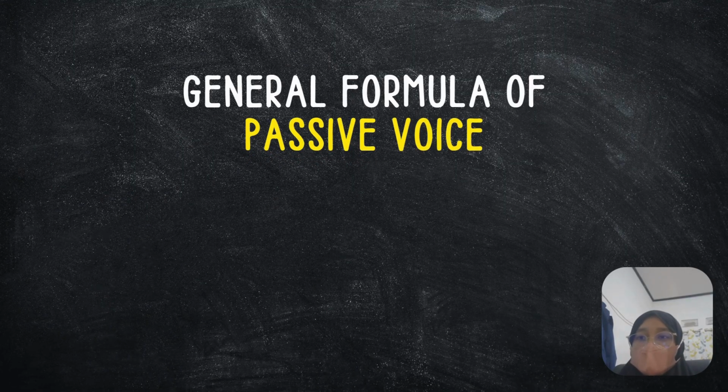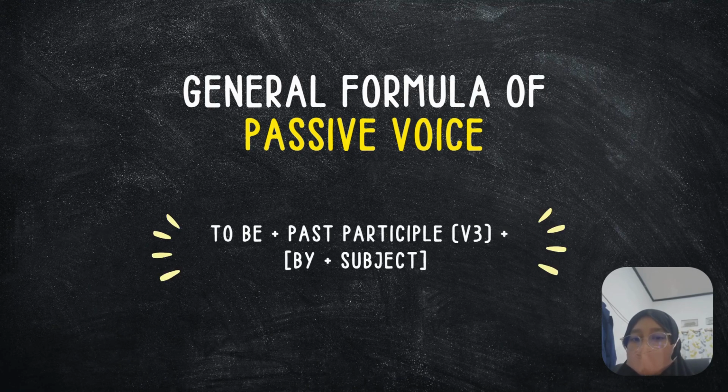So next, let's talk about the formula of passive voice. The general structure of a passive sentence is to be plus past participle, or verb 3, and optionally we can add by plus the subject at the end. So it's optional, but in general, it's common to add this one.